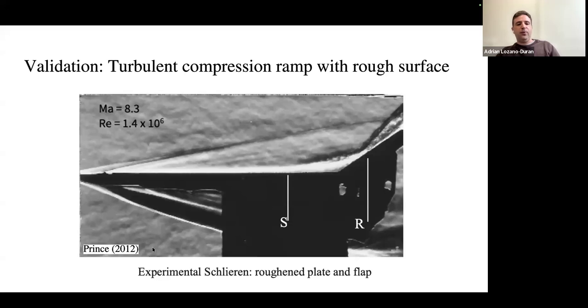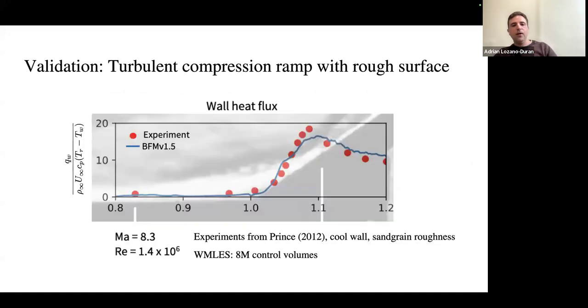But this is a nice one. This is from Prince. It's a compression ramp that is turbulent, and it also has roughness. So all the plate is rough, and then you have a shock wave, a separation, recirculation, and reattachment. So many things going on. And the Mach number is high, 8.3. But this is low enthalpy, meaning that there is no chemical reaction here, and the model does not account for any chemistry. So we shouldn't apply it. I mean, we could apply it to chemically reacting flows, but obviously the predictions are not going to be good.